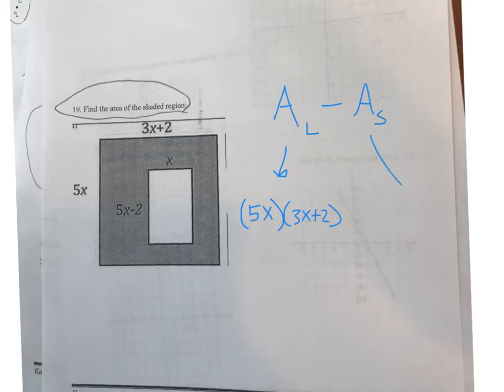Then the area of the smaller thing, we're going to subtract. Well, the area of the smaller thing is length times width or width times length, doesn't matter what order. That's going to be 5x minus 2 times x. So that is 5x minus 2 times x.